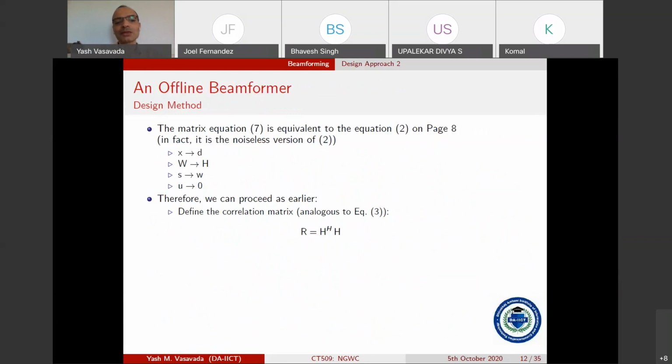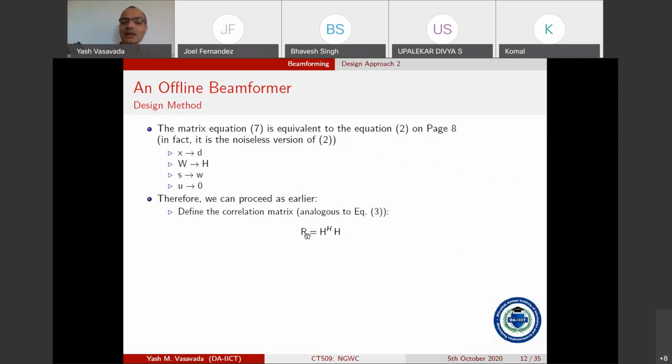We first define the correlation matrix. Remember I told you that I'm not putting any subscript. It's still R. But now R is not W Hermitian W, it is H Hermitian H. Sorry. Yeah. Right. So previously we defined R as W Hermitian W. Now it is H Hermitian H.